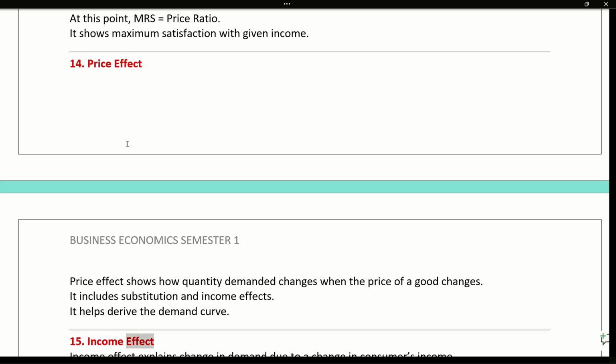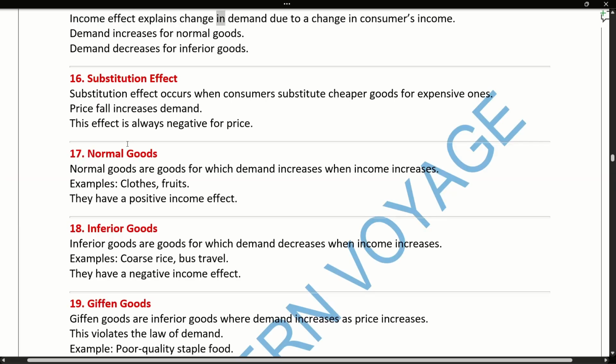15. Income effect. Income effect explains change in demand due to a change in consumer's income. Demand increases for normal goods. Demand decreases for inferior goods.